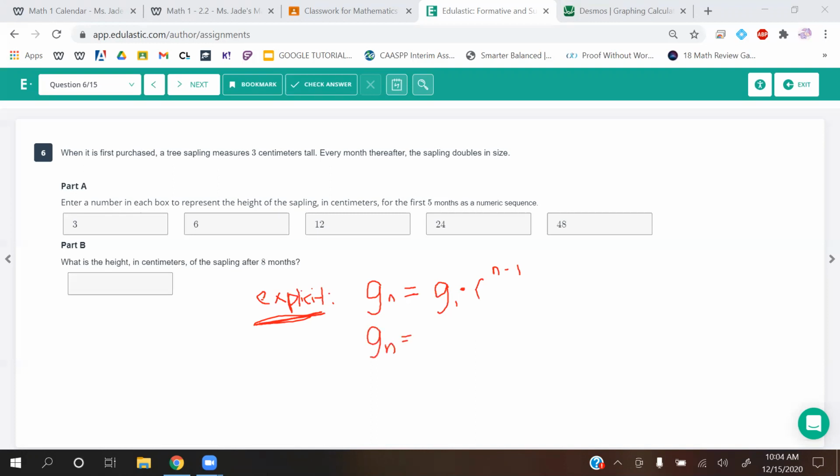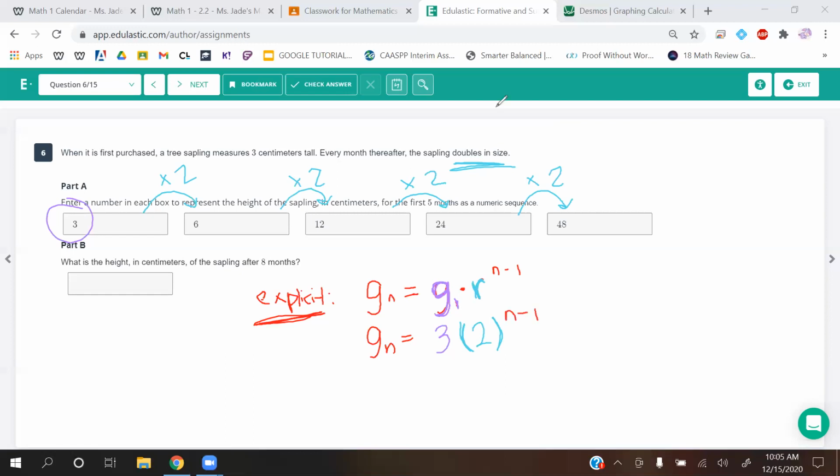So explicit formula looks like this. We're going to have G sub n is equal to G sub 1, in case you guys don't remember, is literally just the first term. So this 1 represents the term number. So when it says G sub 1, it literally just means 3. So I'm putting the 3 here. And then the other thing that's a part of it is the r. The r is what we multiply by. So we're doubling in size, we are multiplying by 2 every single time. So our r is 2. Okay? So you could write it like 3 parentheses 2. That also works. So 3 times 2 to the power of n minus 1.